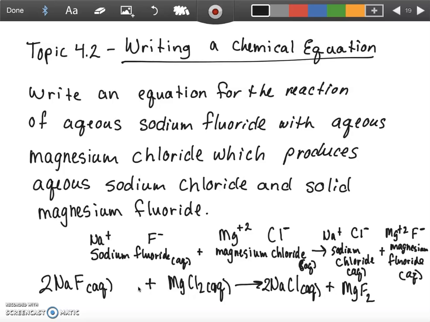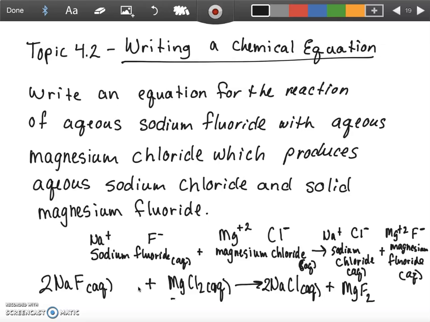Okay. Alright, now when you're doing it this way and not the T-chart, you need to go back through and make sure that everything is balanced. Okay. I've got 2 sodiums, 2 sodiums. Oh hey, the sodiums took care of themselves. That's pretty good. I have now 2 fluorines and then 2 fluorines, so those are good.